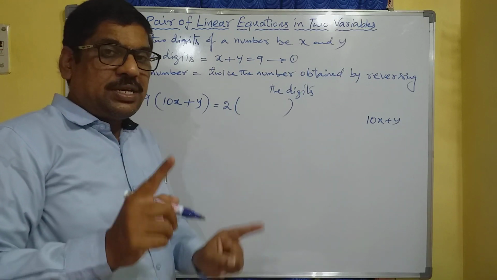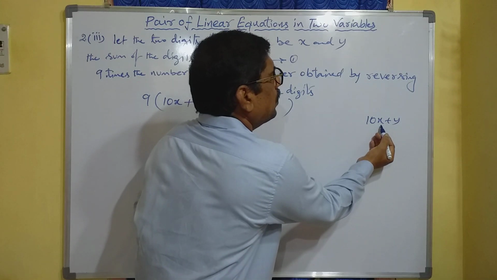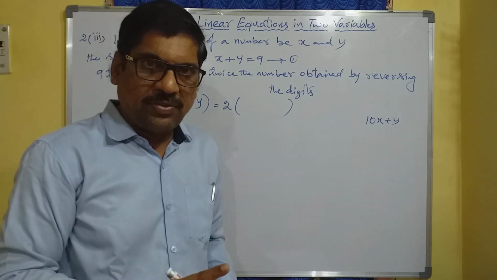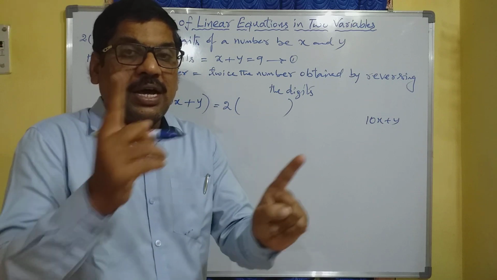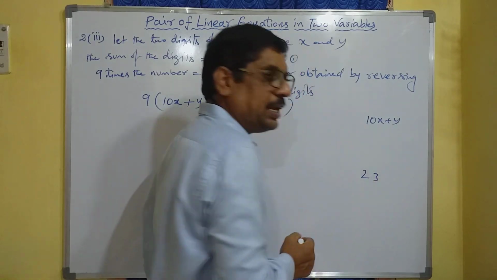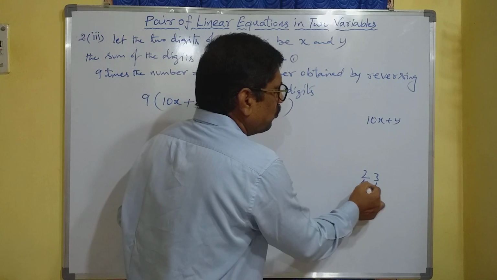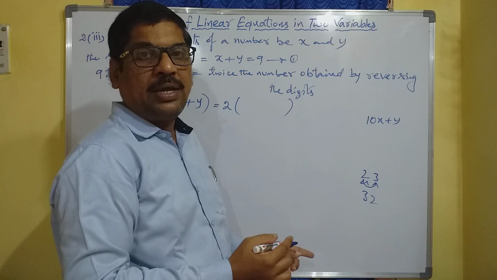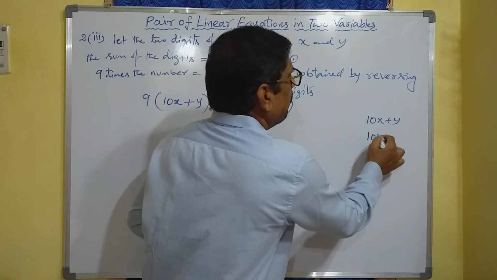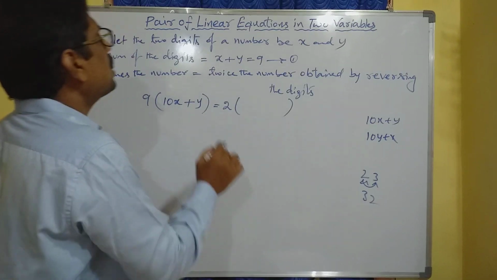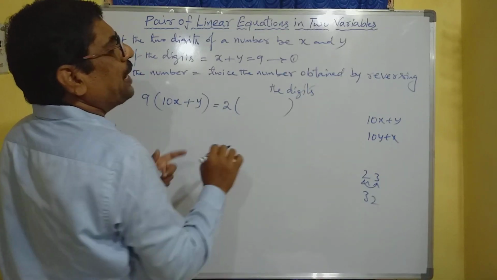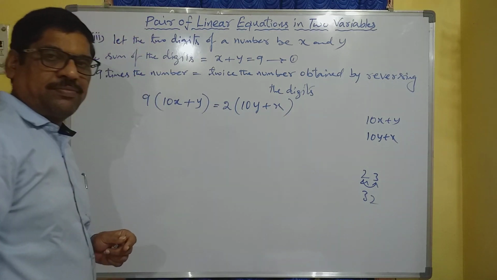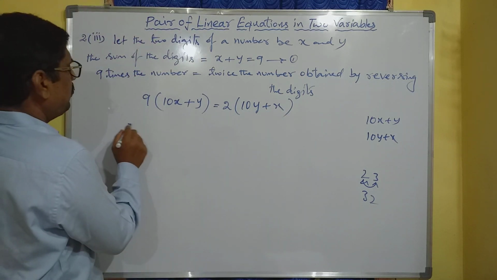And if we interchange the digits, that means if you change the units digit as tens digit and tens digit as units digit, then the number will be reversed. For example, if we have a number 23, if you change the units place and tens place, we will get 32. In such a way, if you change x and y of their places, we will get 10y plus x. So now as per the condition, this is equal to twice the number obtained by reversing the digits. The reversed number is 10y plus x.